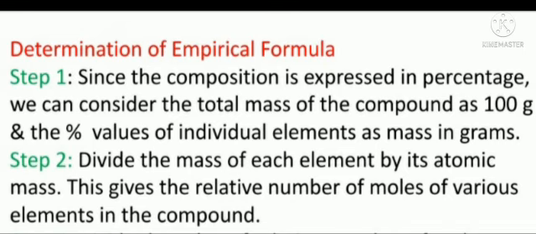In your 10th standard itself, you learned the formula for calculating relative number of moles. Relative number of moles is equal to mass divided by atomic mass. Again, I repeat, number of moles is equal to mass divided by atomic mass. The mass of each element is given in the question. The atomic mass of each element we have to know. For example, carbon, the atomic mass is 12. For hydrogen, the atomic mass is 1. For oxygen, the atomic mass is 16. Hence, the relative number of moles of various elements in the compound is calculated in step 2.